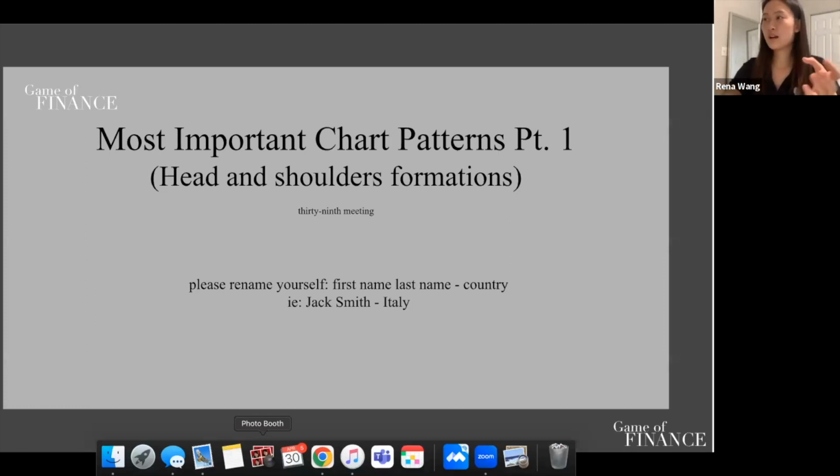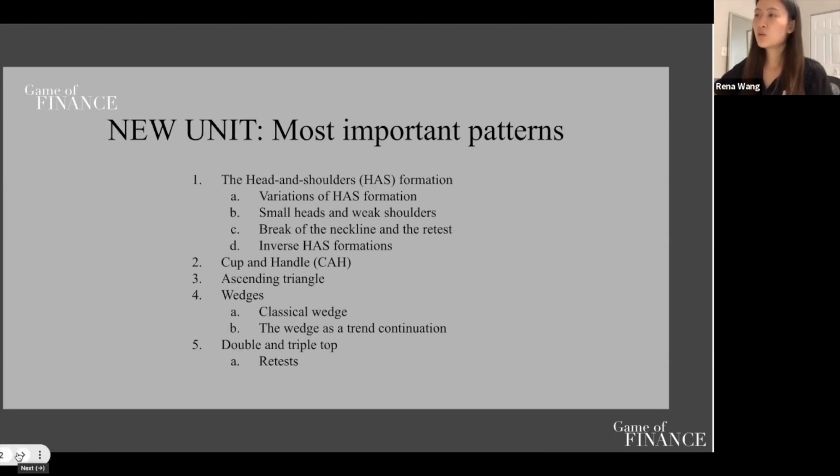The following chart patterns that we will be learning are classical chart patterns. They are based on the analytical tools that we have already learned and covered. We will apply knowledge such as price waves, trends, and price analysis onto any charts. So we'll be connecting back to everything that we've learned before. There are 5 most important chart patterns that we're going to cover. The first one is head and shoulders, second cup and handle, then ascending triangle, then wedges, and then double and triple top.